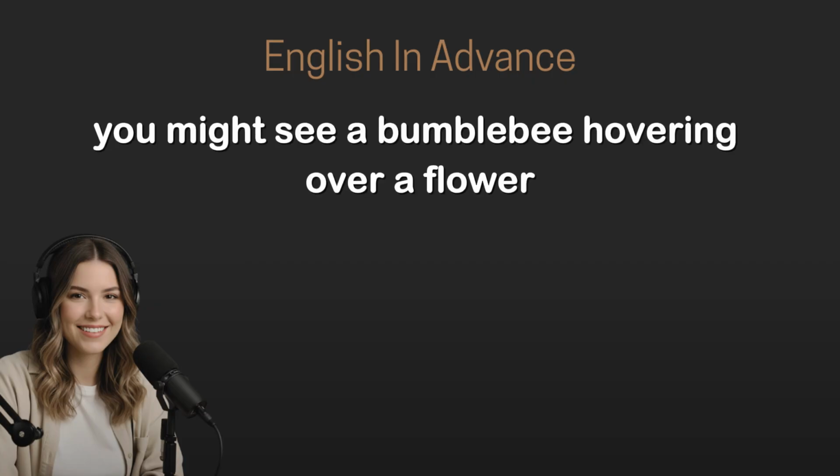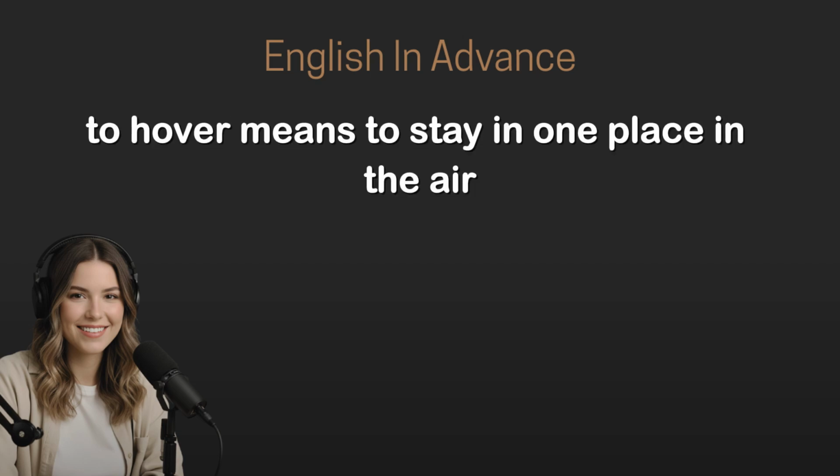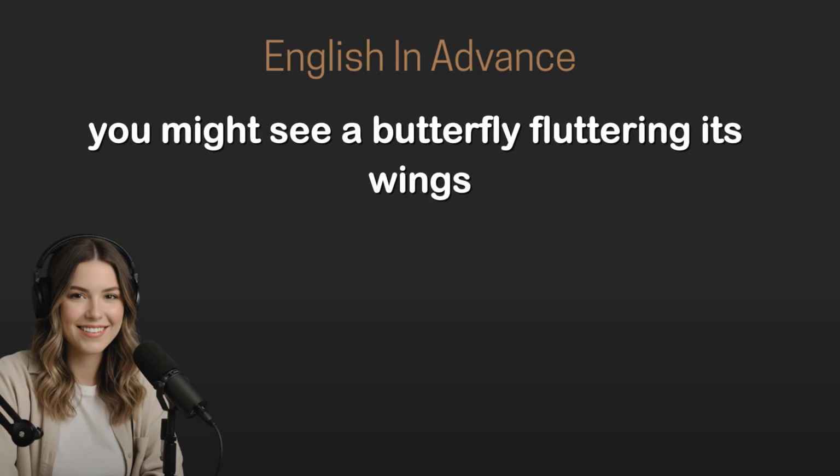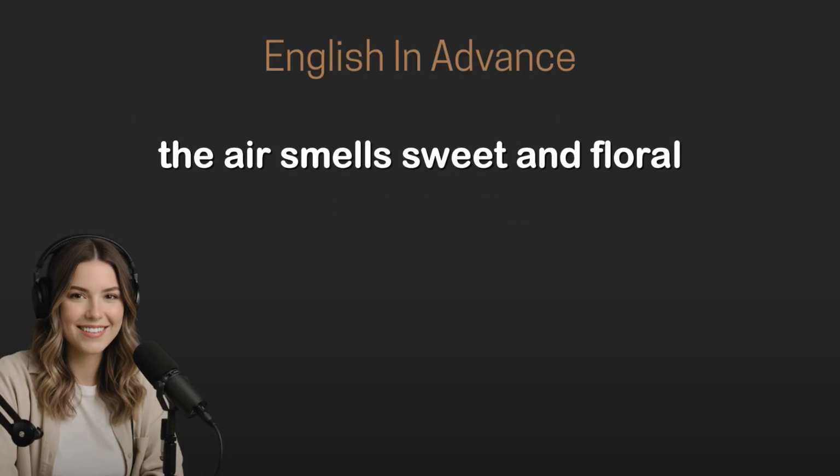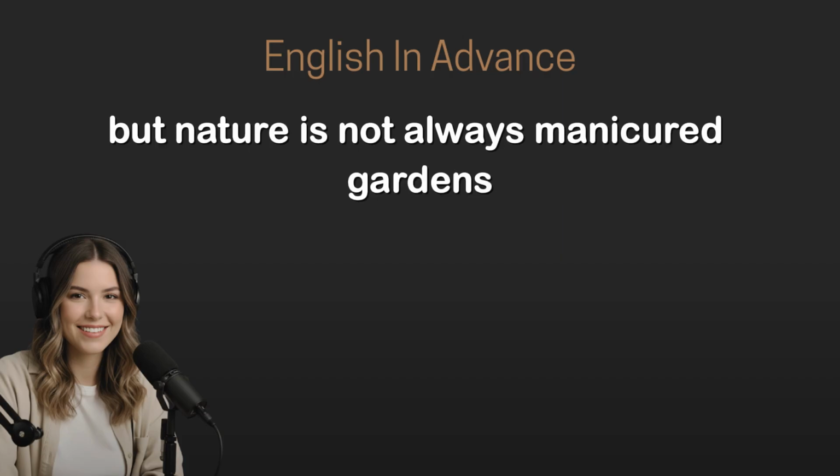You might see a bumblebee hovering over a flower. To hover means to stay in one place in the air. You might see a butterfly fluttering its wings. Fluttering describes a light, quick movement. The air smells sweet and floral, but nature is not always manicured gardens.